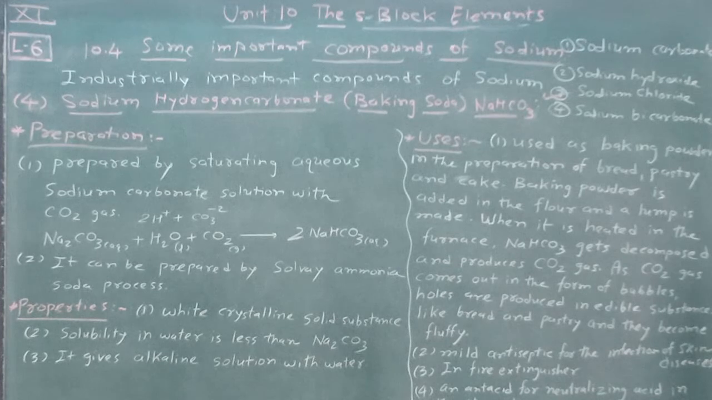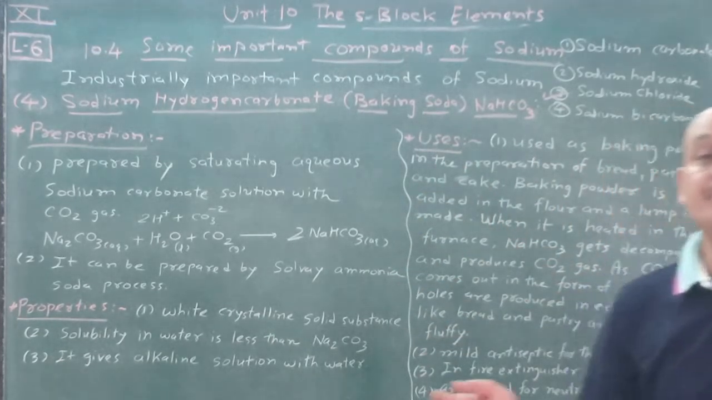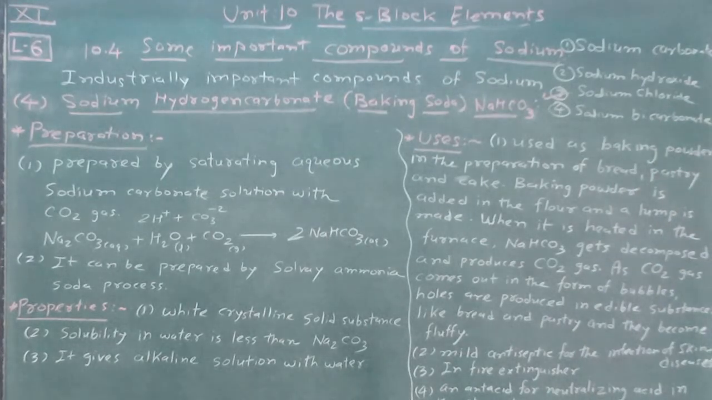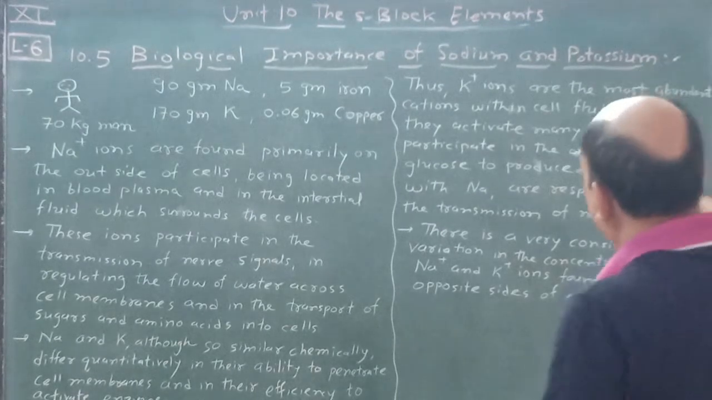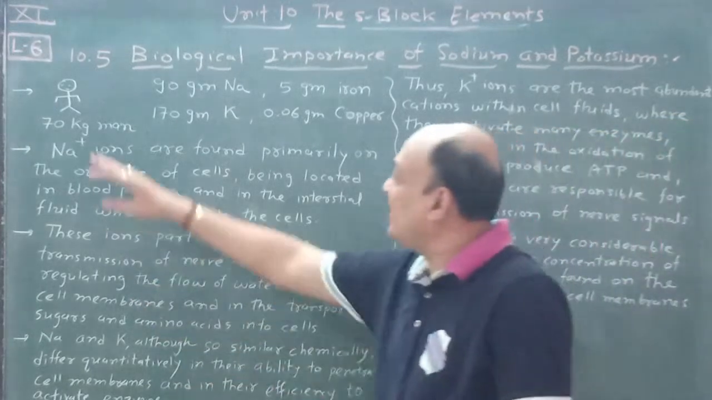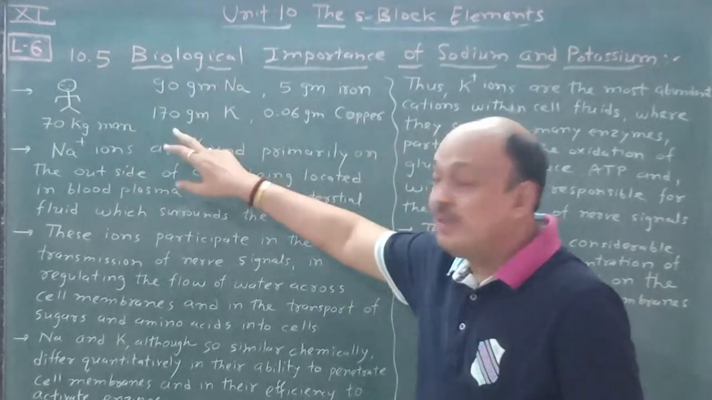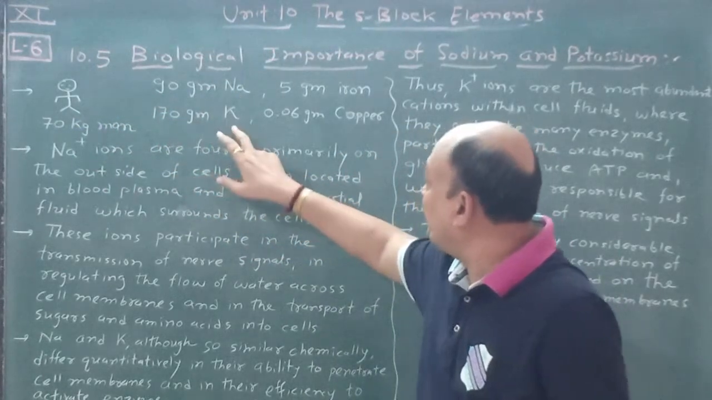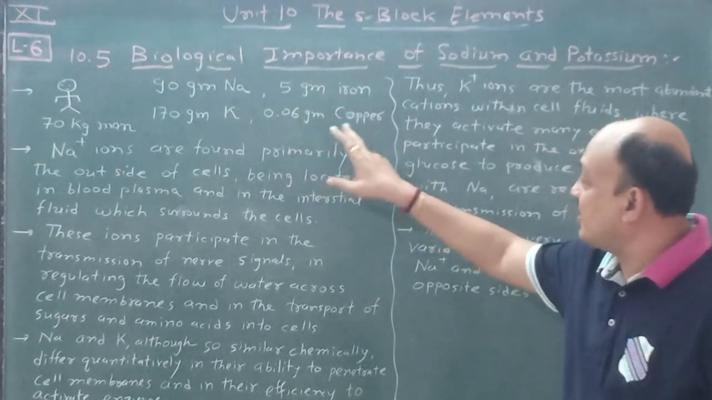Now we switch to the last topic, that is the biological importance of sodium and potassium. This is one important topic, which is related to biology. Just see here, one figure is there: a 70 kilogram man possesses 90 gram of sodium and 170 gram of potassium, in comparison with 5 gram of iron and 0.06 gram of copper.